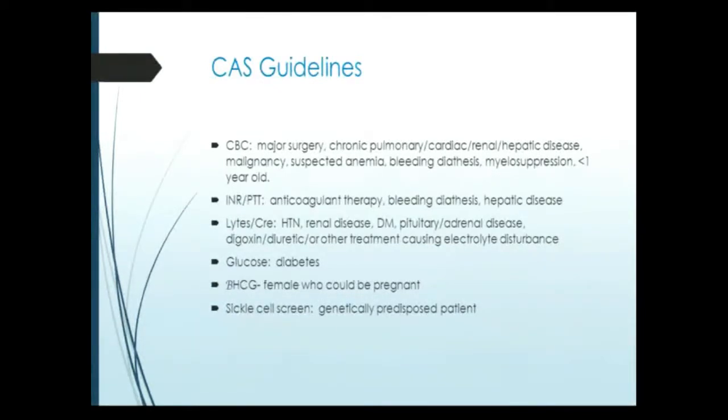Glucose, diabetes, again, beta HCG, any female could be pregnant, which is basically anyone between the ages of about 13 and 55, 60. If you count IVF and donor eggs, they'll tell you. They'll know. All right, and a sickle screen, this is probably more, we don't see a lot of sickle cell, but out east they do, so that's why that's in there.